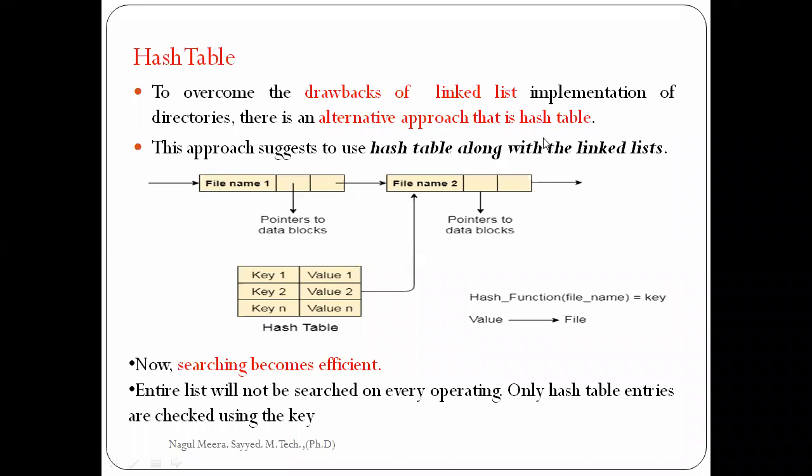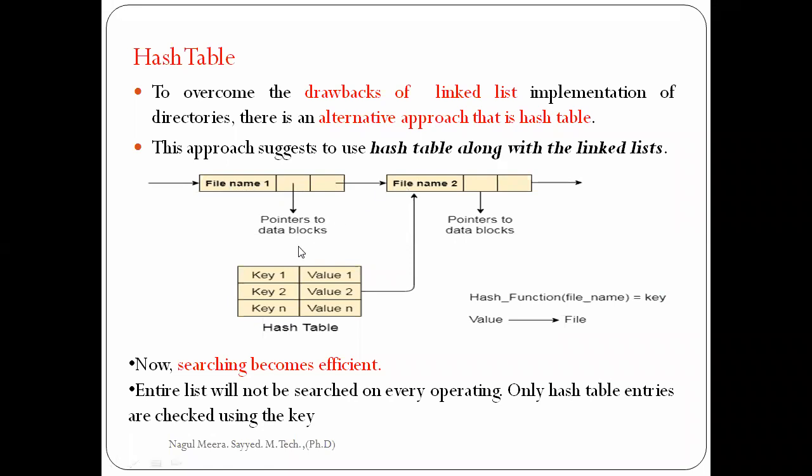In linked list notation, first file name one is searched. Now file name one consists of a pointer. This pointer connects to the pointer of file 2. So in this way we can search in our linked list: first one, second one, third one.